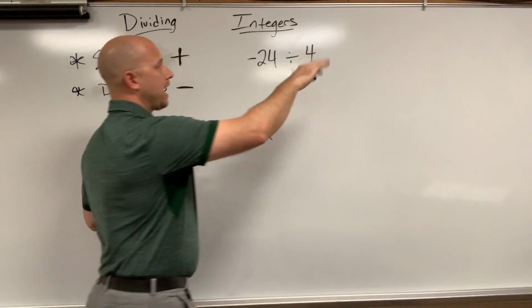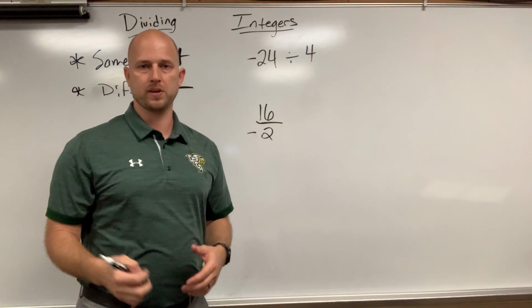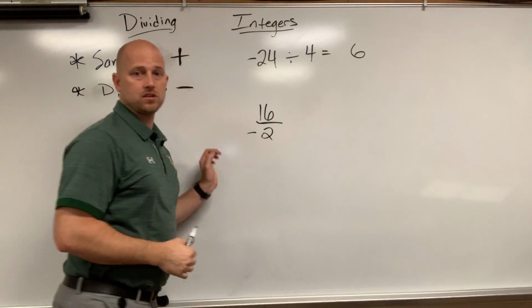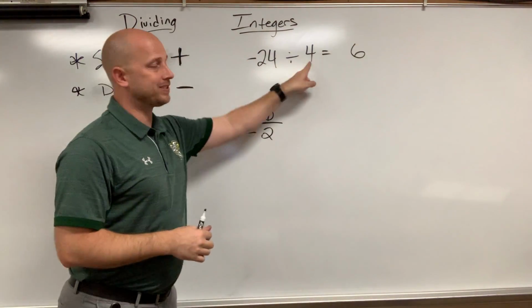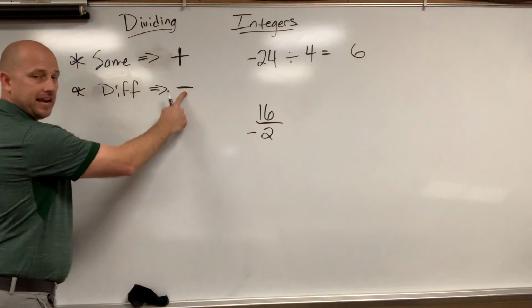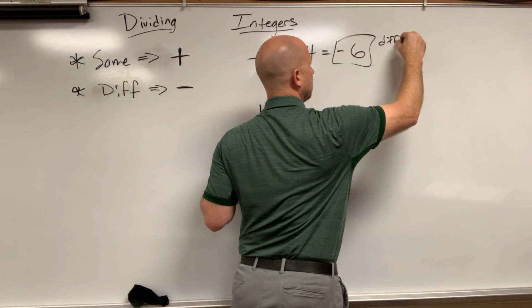So 24 divided by 4. How many times does 4 go into 24? If you know your times tables, your multiplication, 6 times 4 is 24. So that's 6. Now we have different signs. This is a positive 4, this is a negative 24. Different signs, negative. Answer is negative.